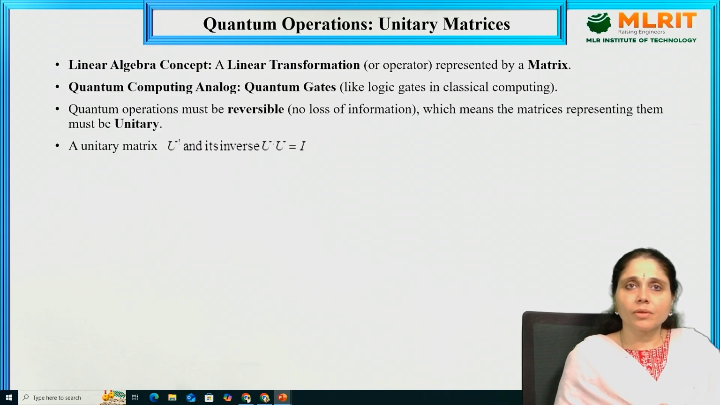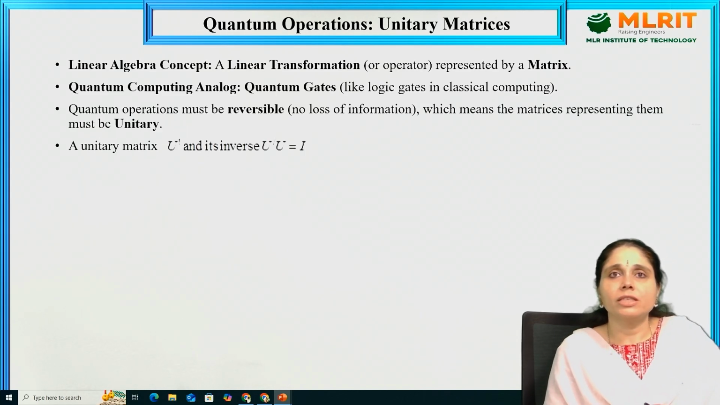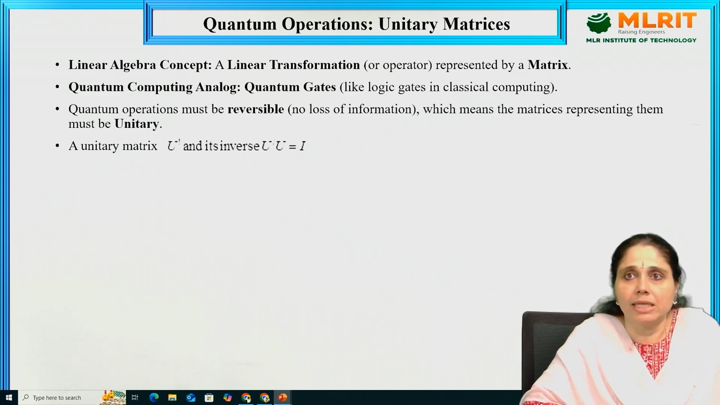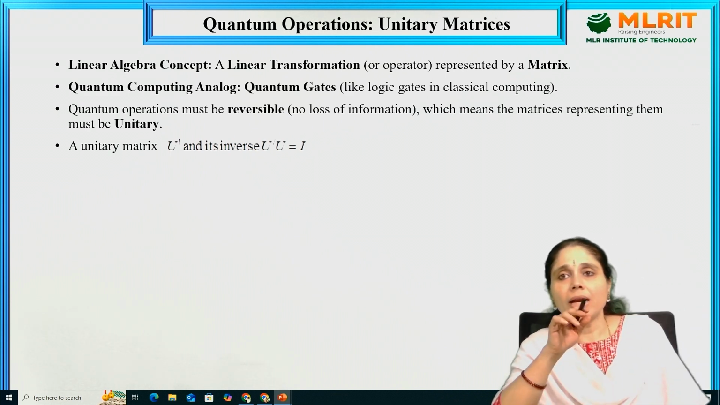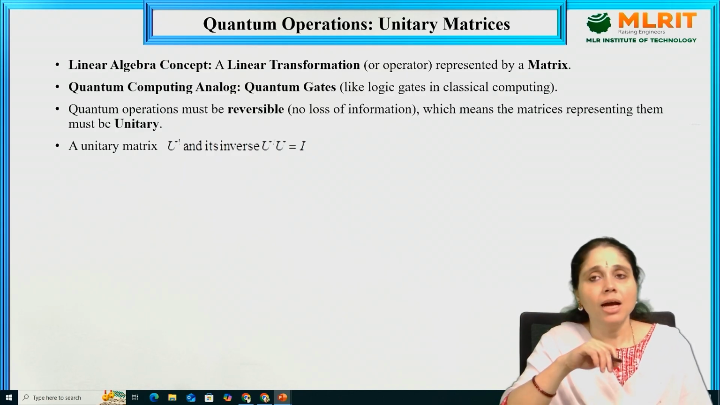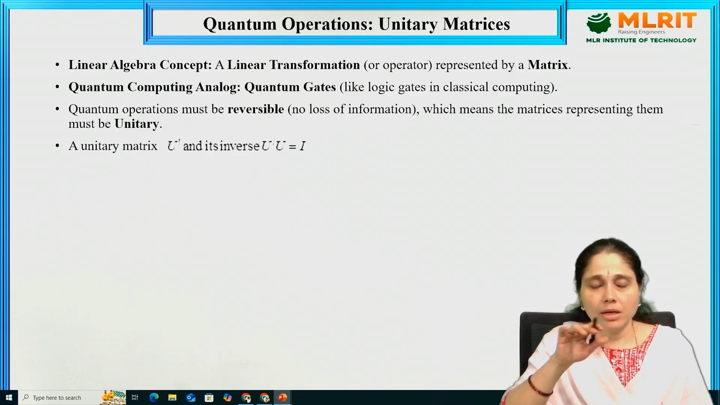Now, the linear algebra concept: a linear transformation or operator is represented by a matrix. This matrix means zeros and ones, a column matrix and a row matrix. Both we can have in this representation.